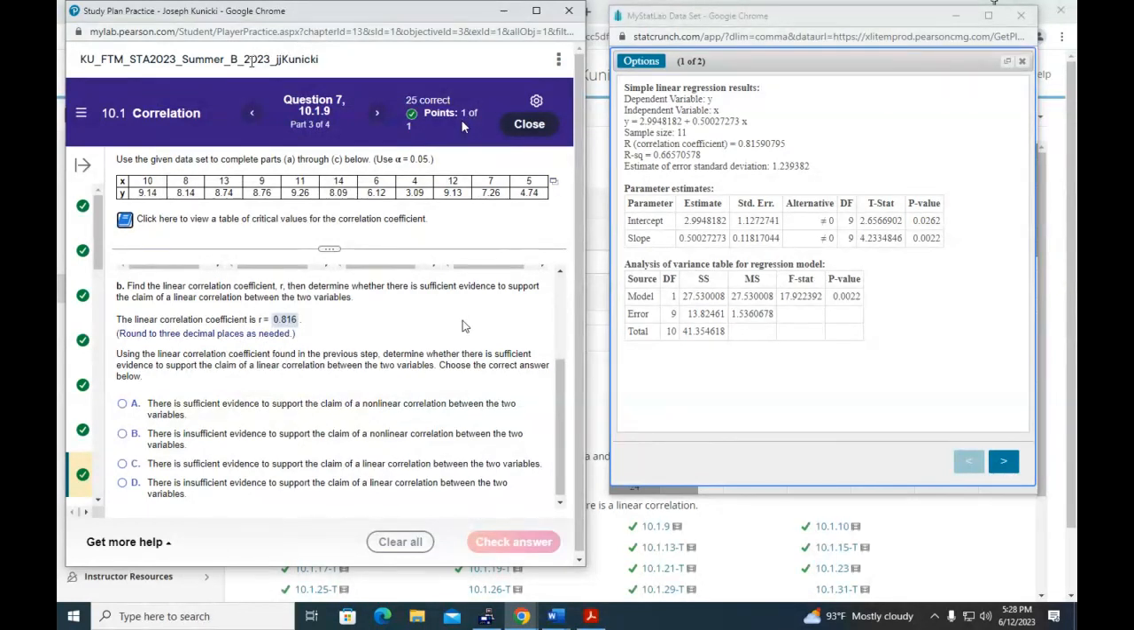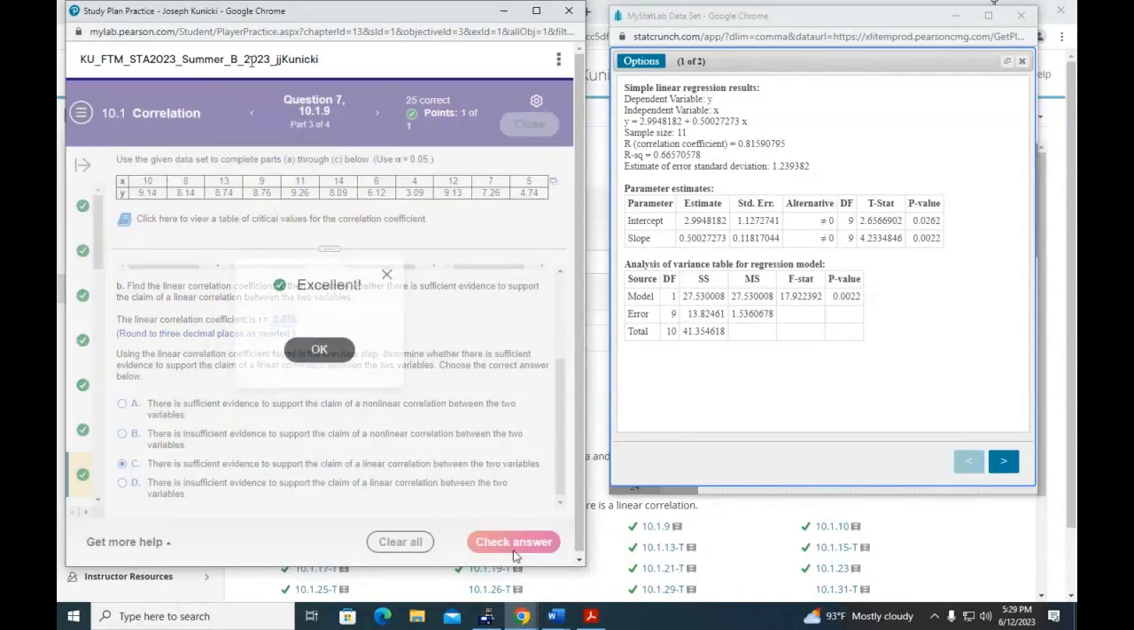And it's positive, so we're in the right tail. So once again, this is 0.602, and this is negative 0.602. And here's 0.816, we're in the right tail. The absolute value is greater than the critical value. We know it's positive, so we're in the right tail. So there is sufficient evidence. But notice A says nonlinear. Be careful. It's linear, because we're dealing with r.